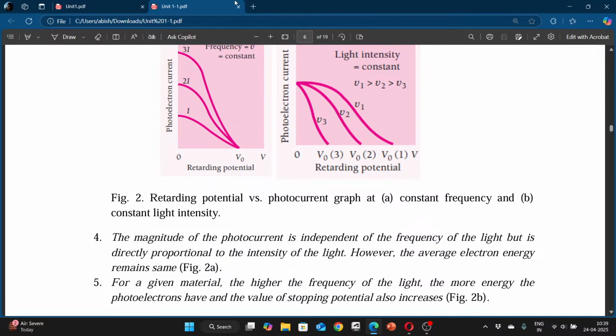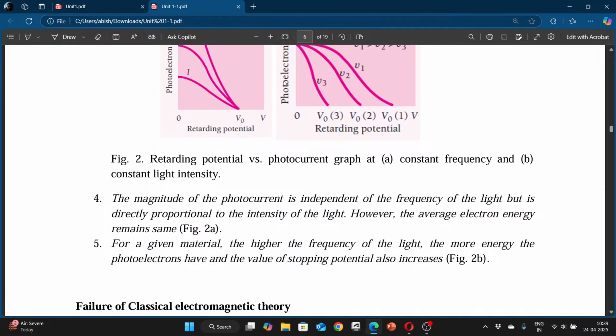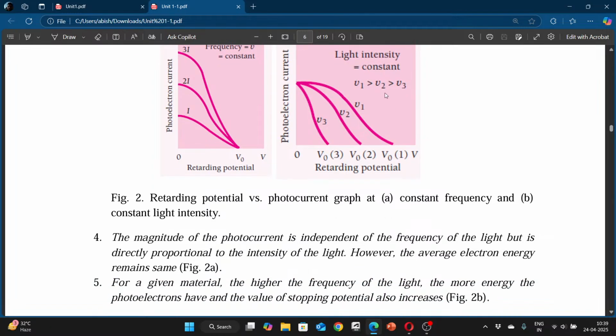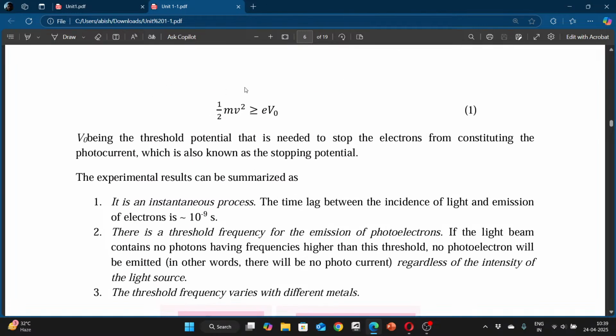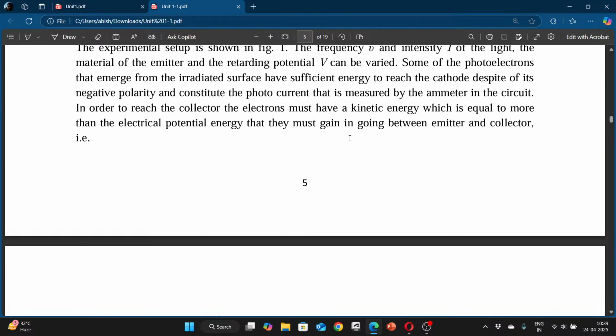What is detected is proportional to intensity. So here the frequency is the same, but because of different intensities, there are different photoelectric currents. Here, the higher the frequency of the light, the more energy the photoelectrons have, and the higher the value of the stopping potential. So here, even though these all have the same photoelectric current, they have different frequencies. The higher the frequency, the more retarding potential is needed because of this formula. So just remember this graph if you want to make this graph.